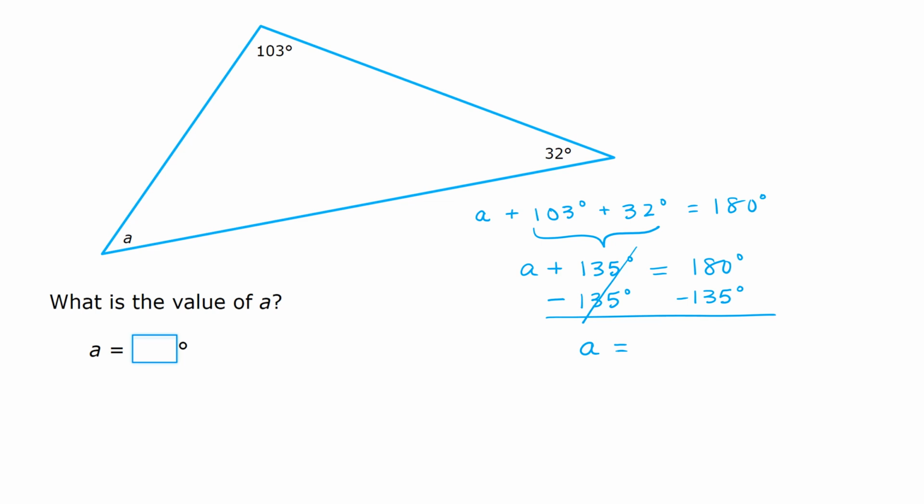All right, 180 minus 135. 180 minus 130 is 50, minus 5 is 45 degrees. Now, as mathematicians, we need to always practice being precise, and we should always really be checking our work. So let's double check that 45 plus 103 plus 32 is 180. 5 plus 3 is 8 plus 2 is 10, carry the 1. 1 plus 4 is 5, plus 3 is 8, 180. Awesome.